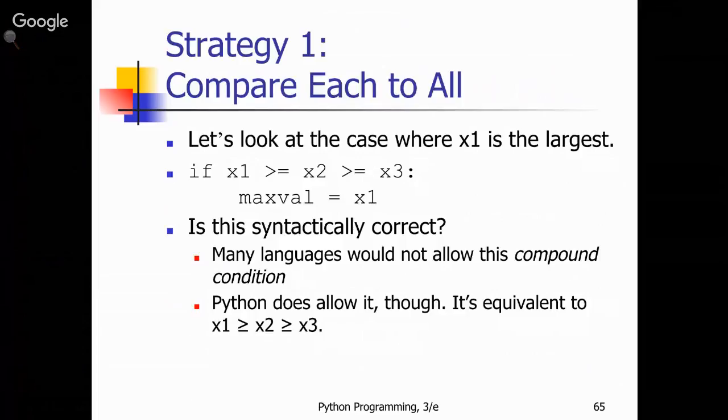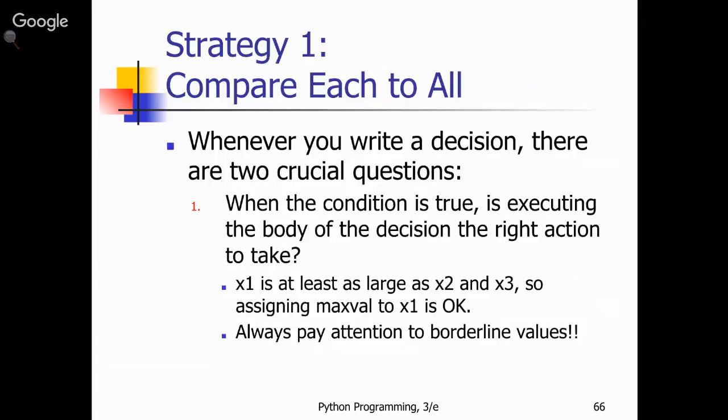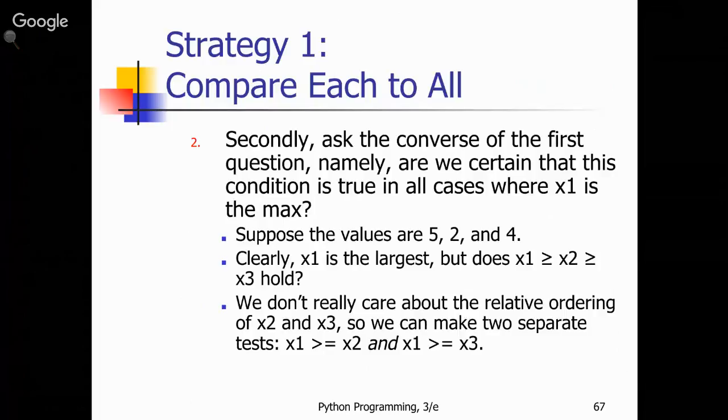Surprisingly, in Python, it does work. In many other languages, it would not. You can do this kind of compound condition in Python. If x1 is at least as large as x2 and x3, then x1 should be the max value. So what if we have 5, 2, and 4? 5 is larger, but 2 is not larger than 4, right?